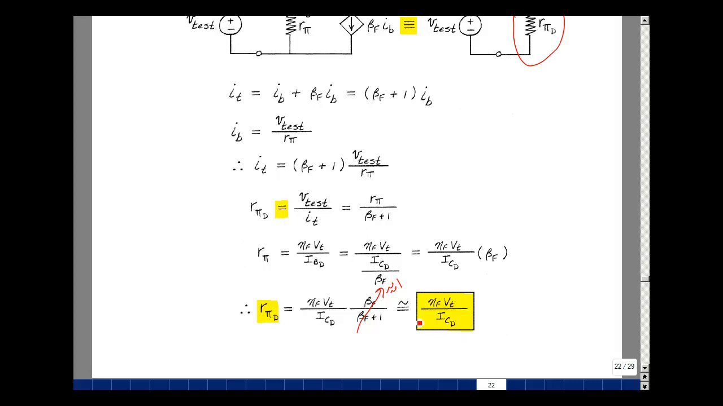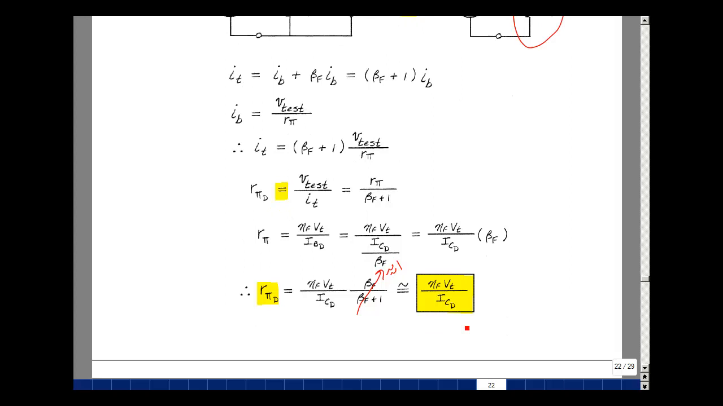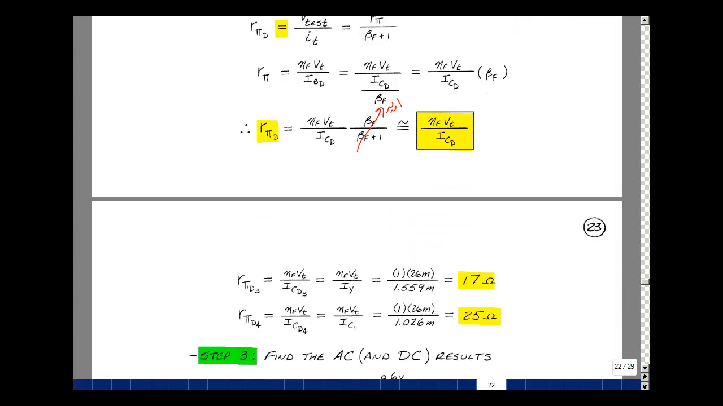You can calculate this resistance by using the collector current. Let's do that on the next page. For transistor D3, eta F V sub T over I sub C D3 was the same as the current in I sub Y, which is 1.559 milliamps. With an eta F of 1 and a 26 millivolt V sub T, we get about 17 ohms. For diode 4, which is a diode connected transistor, the current was 1.026 milliamps in the collector of transistor 11, which was also the collector current in D4, and that turned out to be 25 ohms.